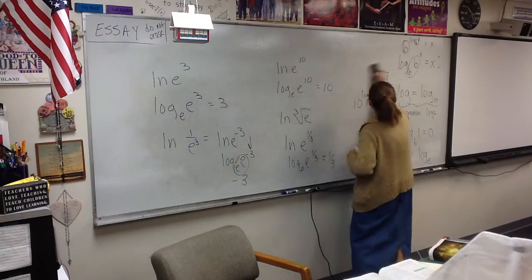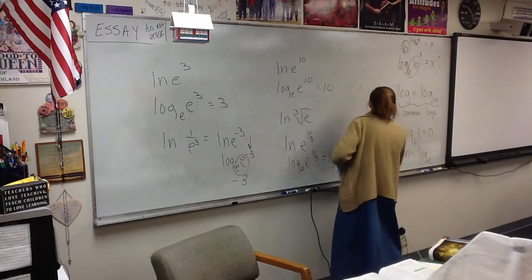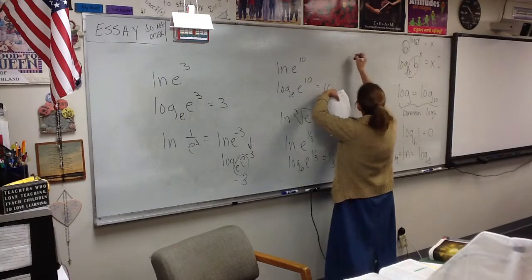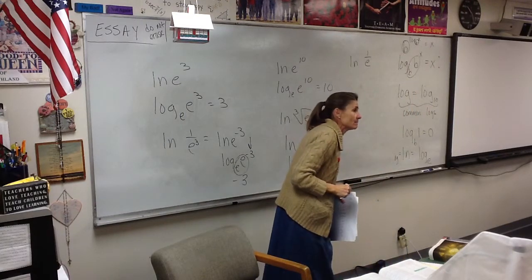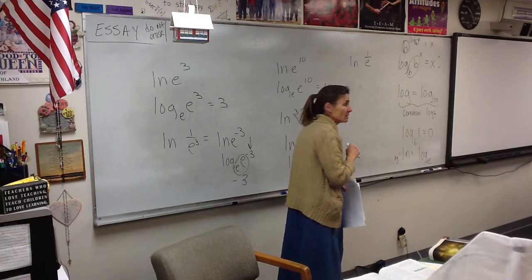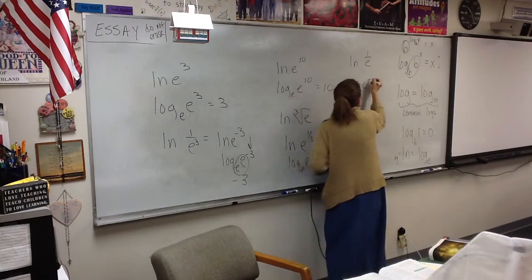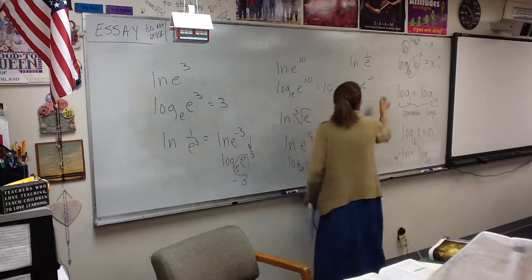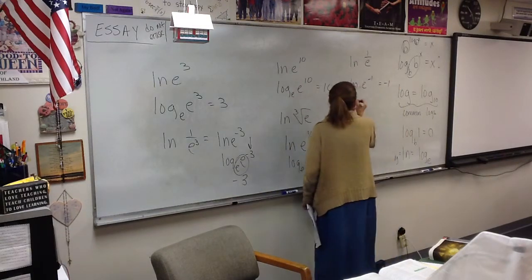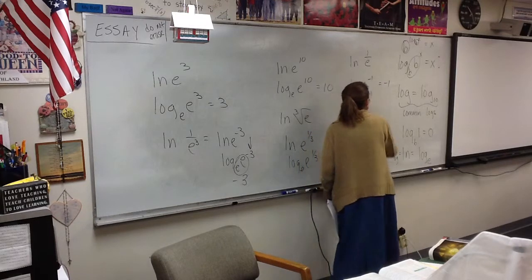17. 17 is 1 over E. Now, what does 1 over always mean? Negative exponent. So this will be ln E to the negative first. Negative 1. And the answer is negative 1 because this means log base E of E to the negative first.